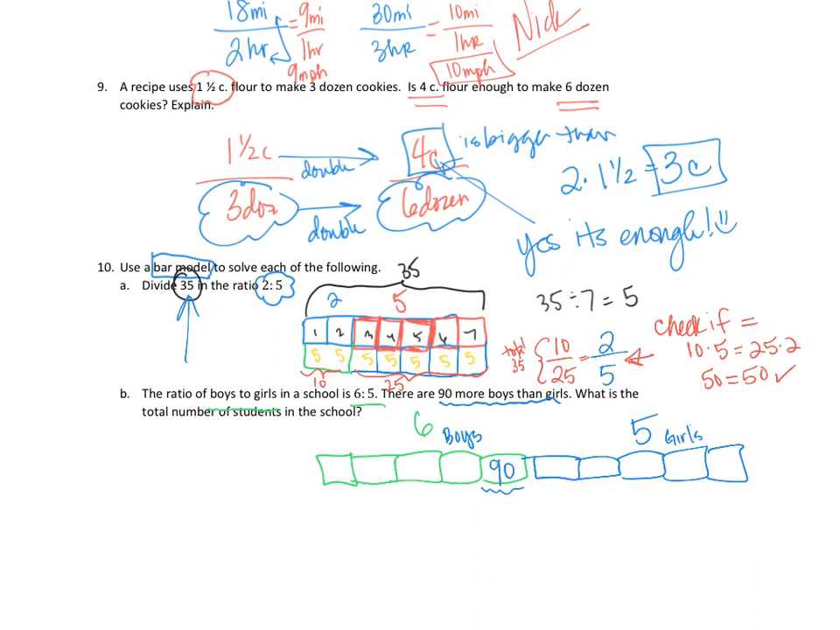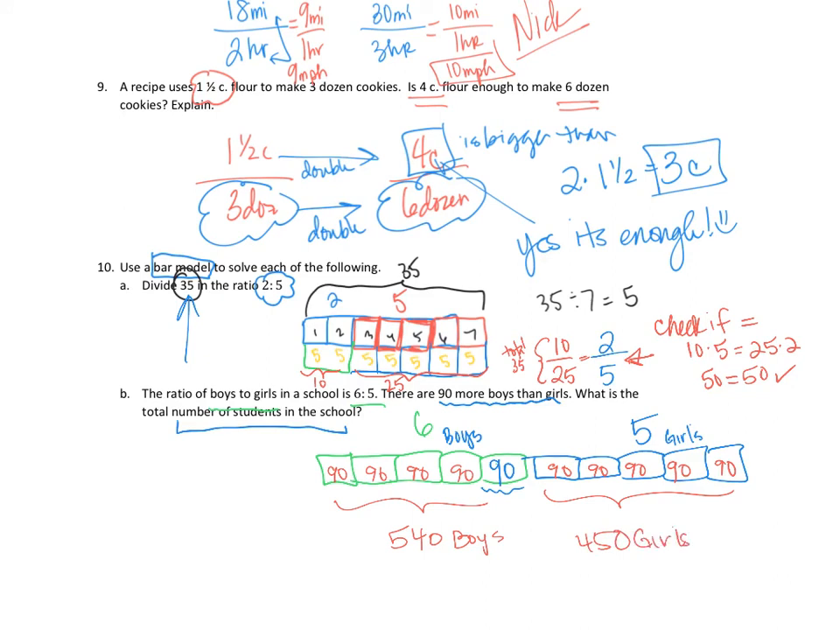So if we want to know the total number of students in the school, we have to fill in and say, okay, each of these blocks is worth 90. And so then the number of boys will be 90 times the 6. This is telling us that we have 540 boys. And then 90 times the 5, that's 450 girls. And you can see the difference between these two is 90. So that's what we said, that has to be 90 more boys than girls.